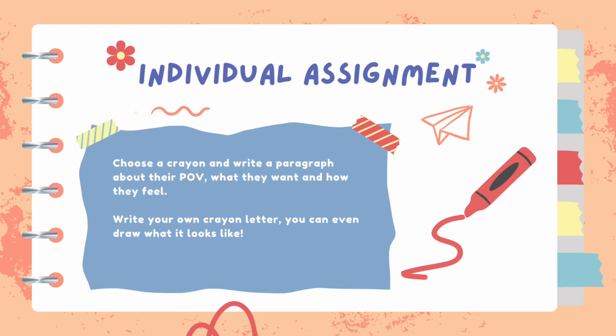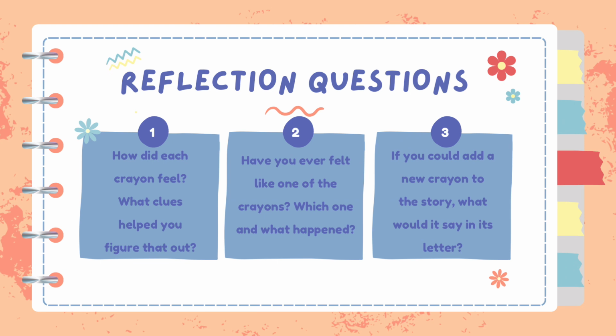On a separate sheet of paper, students will now be asked to choose any crayon to write a paragraph about. They will be writing about their point of view, what they want, and how they feel, hopefully also using textual evidence. They will then be asked to make their own crayon to write a letter about. They can even draw what their new crayon looks like.